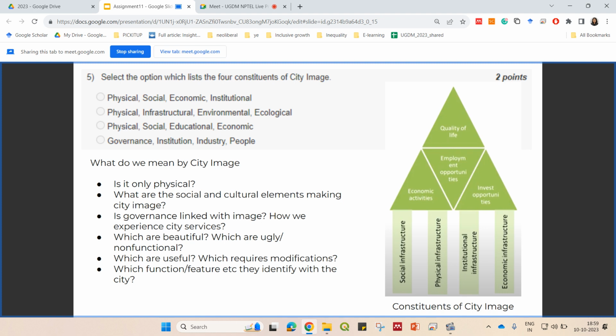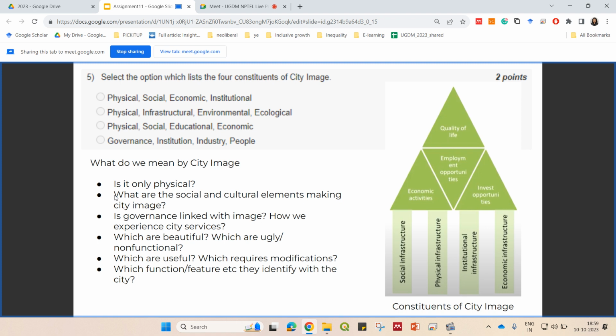Again, if you want to see what formulates the city image, you can go through these questions. These were the questions which were mentioned in your lectures. So what constitutes the city? Is it only the physical components of the city which constitute your city image? Or is it the governance system also? Is it the people also? You can answer that very easily.